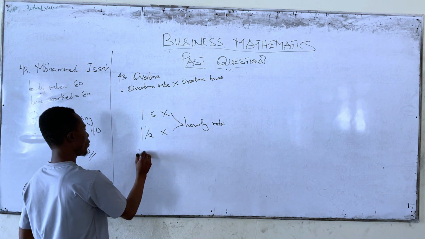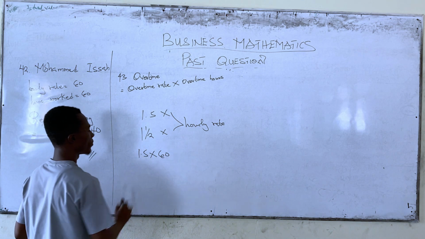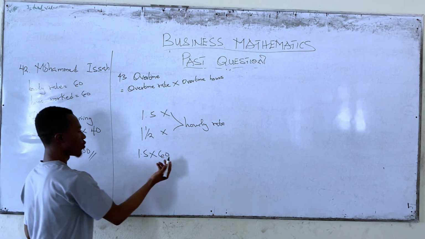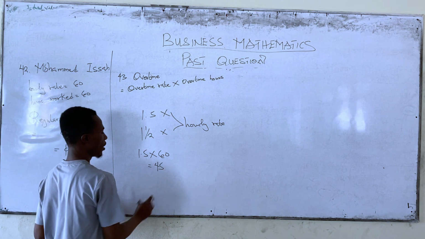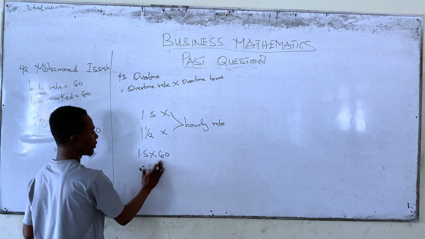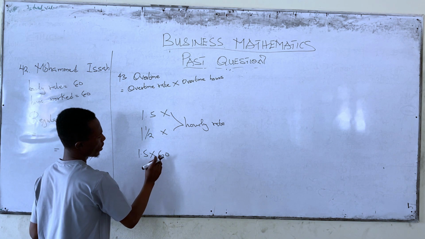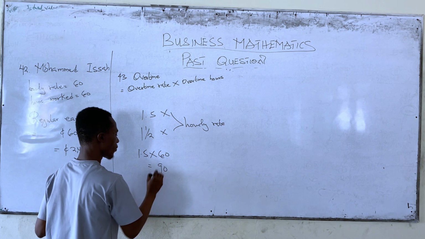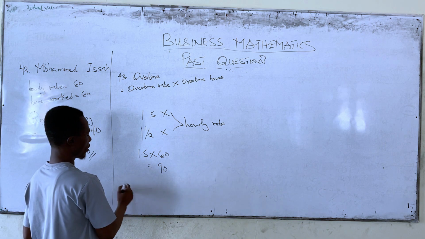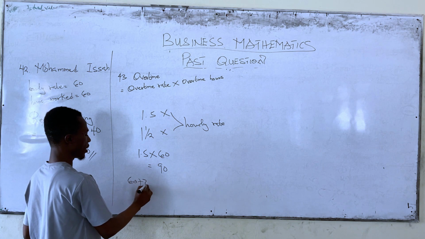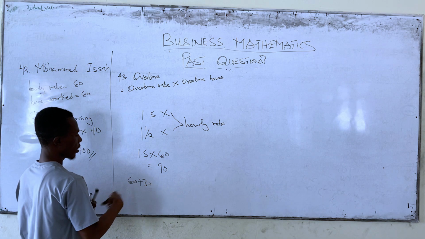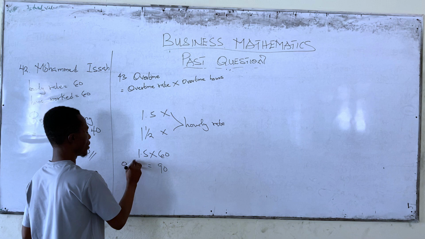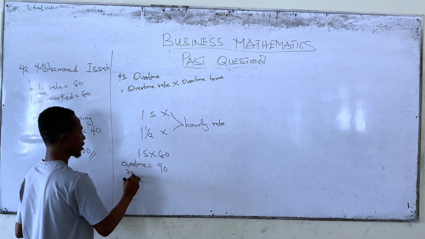1.5 of the hourly rate, so 1.5 times the 60, that is the hourly rate, and you are going to get, sorry, not 45, 90, because 60 plus 30 is 90. It's the same thing, like 60 plus half of 60, which is 30. And so the overtime rate is going to be 90. So this is the overtime rate for Muhammad, 90.